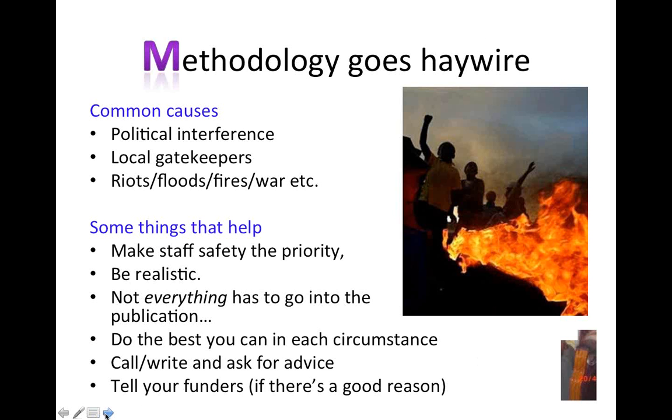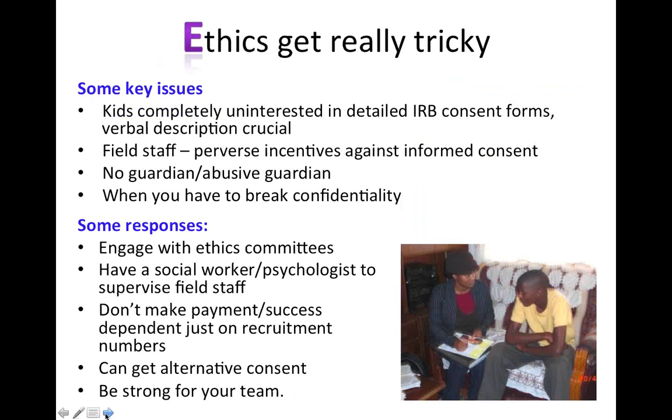So what about when the ethics get really tricky? And Monica mentioned this, and there are a whole host of ethical issues. We all know that with child protection research. But some of the key ones that come up are in terms of consent. We have these beautiful consent forms that the IRBs love, but kids are completely uninterested in two pages of close type, and what you have to do is really summarize it and condense it and make it clear to them.